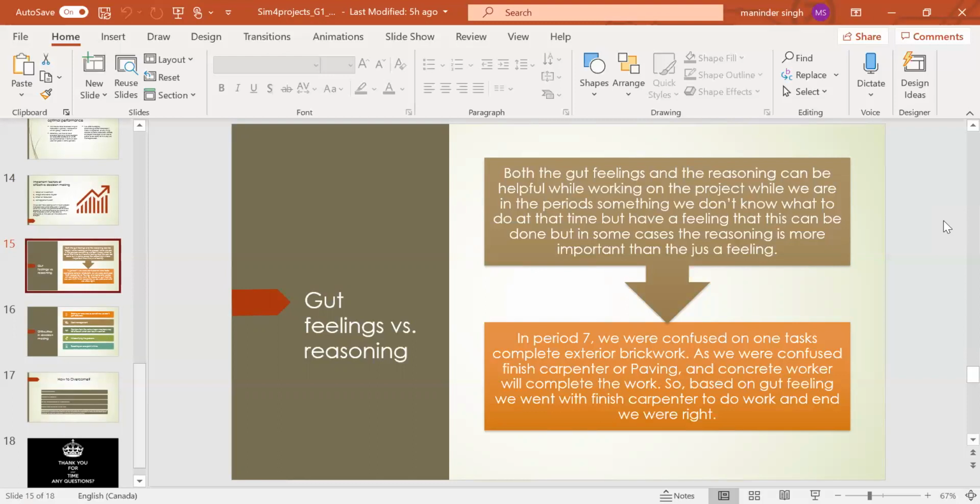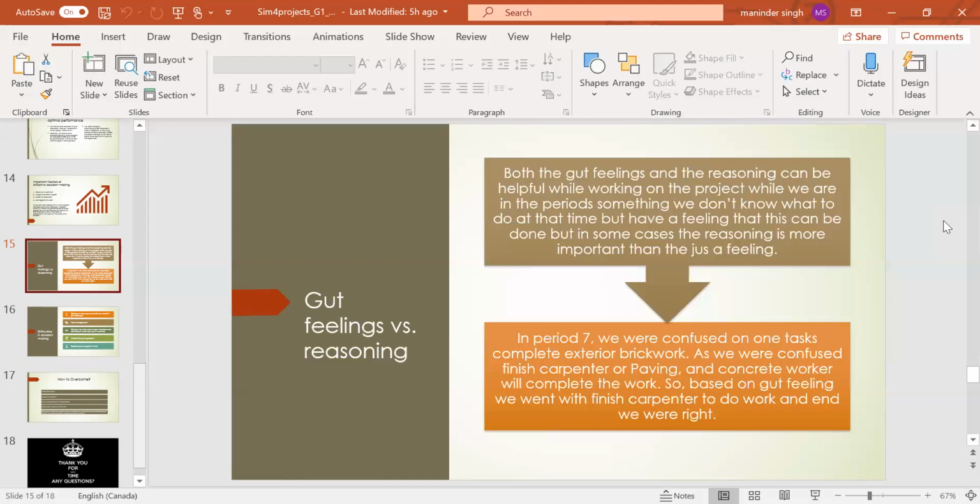I would like to talk about a situation that we came across during period 7. We were confused on one of the tasks, working on the exterior brickwork, and we didn't know who was going to finish that work, because we had different options: a carpenter, a paving worker, or a concrete worker. We didn't have logical reasoning behind it, because all of a sudden we had to make a decision. So we proceeded with gut feelings. We thought we should go with the carpenter. Our leader did that, and later on we found out it was the right decision.